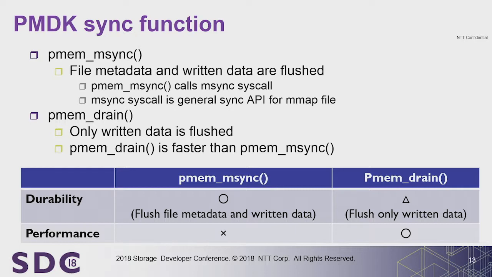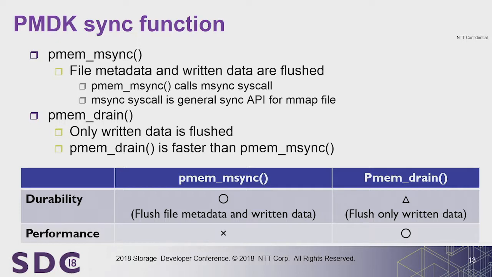The second feature is that PMDK provides some sync APIs. In particular, I talk about pmem_msync and pmem_drain. Both are PMDK APIs. The key difference between pmem_msync and pmem_drain is what kind of data is flushed.